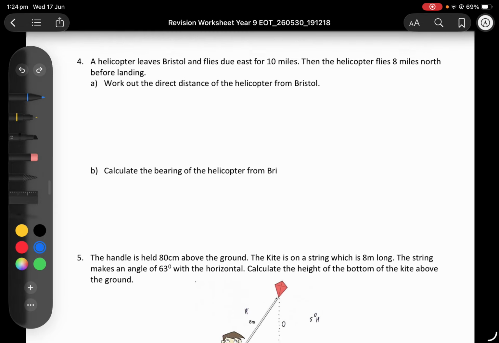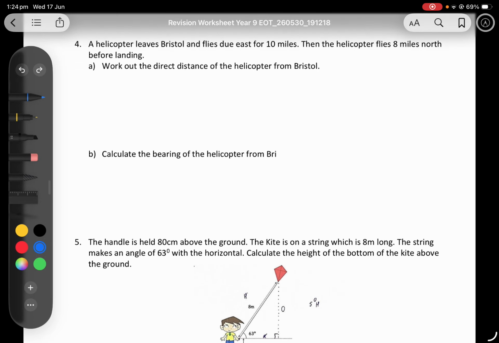Now let's look at this question. It is like a story. There's a story hidden in here. A helicopter leaves Bristol and flies due east for 10 miles. Okay, it's leaving and flying due east 10 miles. Then the helicopter flies 8 miles north, before landing. Work out the direct distance of the helicopter from Bristol.